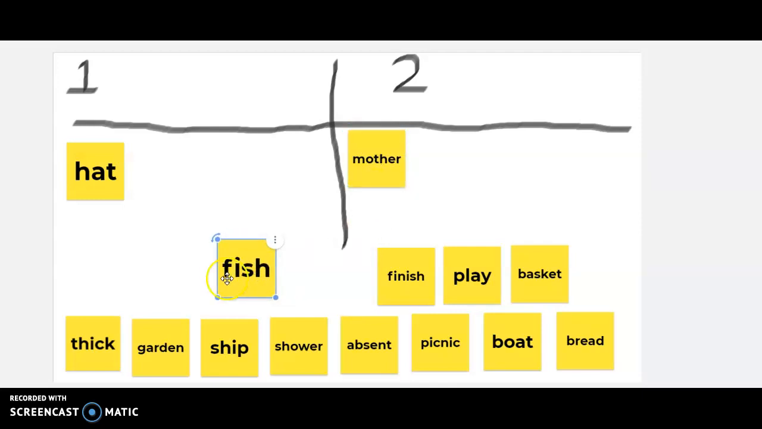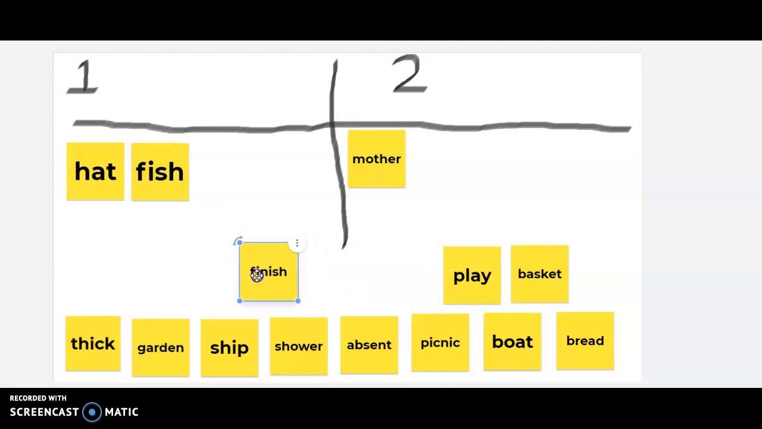This is the word fish. Fish. I only hear fish. One sound. So I'm going to put it under one syllable. Let's look at this word. This is the word finish. Finish. Finish. I hear two syllables or two sounds. So I'm going to move it over here under the two.